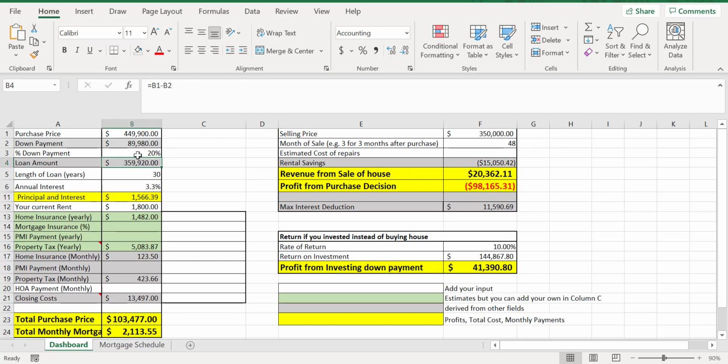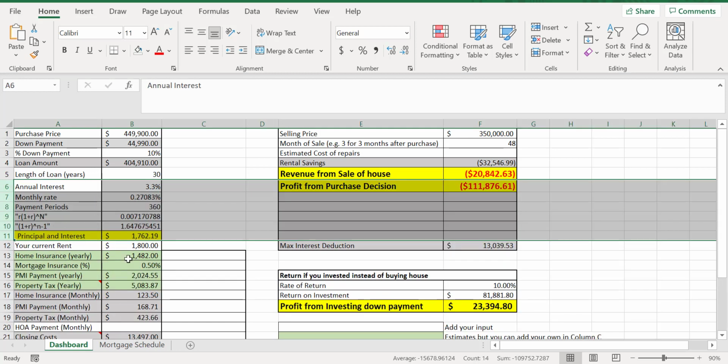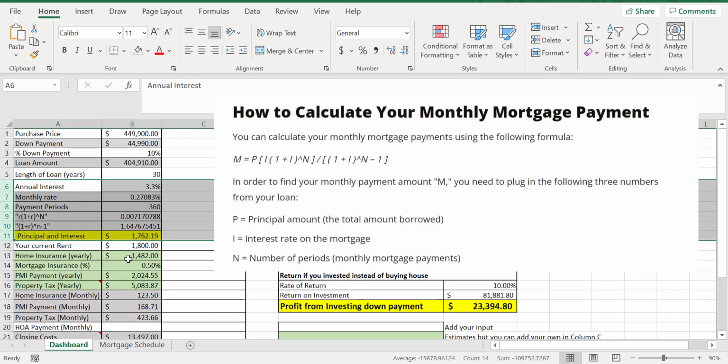But let's say I wanted to do a 10%, right? That means I'll be doing $44,000 down, right? My interest, 3.3%. You talk to your broker, they'll tell you what interest you'll get. Depends on your credit. And with these numbers, we're able to calculate the monthly principal and interest for the loan. The formula for doing that is right here. You can find it all over the internet.